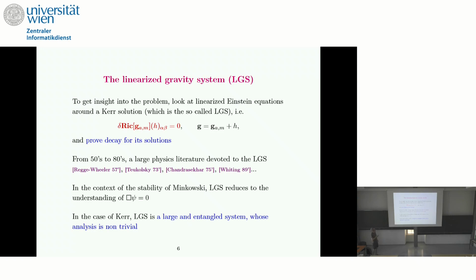In other words, it's the first variation of the Ricci tensor at the Kerr metric on h. And I'm looking at this coupled system of equations at this stage. Given the gauge I gave you earlier, you can think of it as a coupled system of wave equations on Kerr with first and zero order terms.